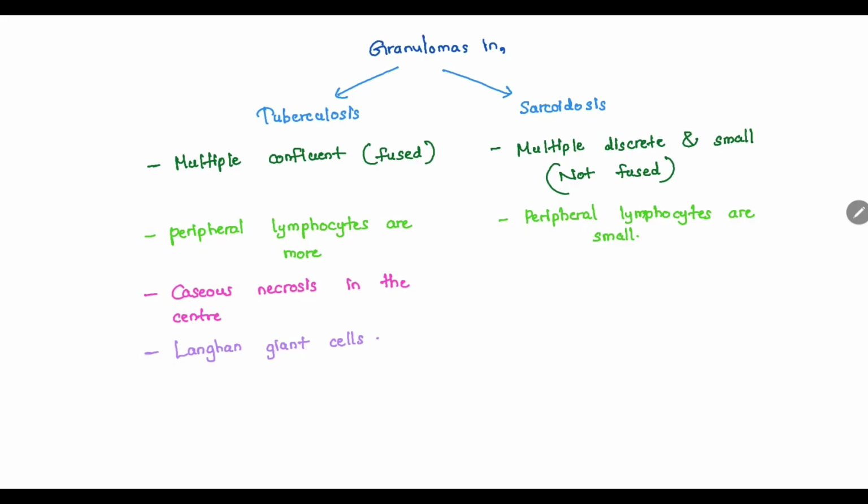Here is a comparison of granulomas in tuberculosis and sarcoidosis. In tuberculosis, you see multiple confluent or fused granulomas, but in sarcoidosis, multiple discrete or not fused granulomas. In tuberculosis, there are more peripheral lymphocytes, but in sarcoidosis, there is a very small amount of peripheral lymphocytes. In tuberculosis, additionally, you can see caseous necrosis in the center and Langerhans giant cells.